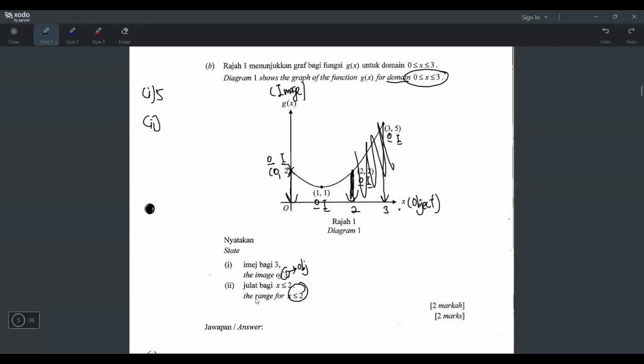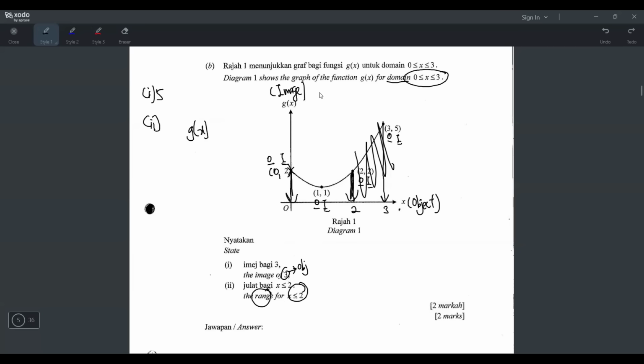So what is the range for x smaller equals 2? So the range for x will be 0 until 2. But when they say range, what they mean is the range for y-axis, for g(x). So the range for g(x) will be what? You have to look from the lowest point until the highest point.